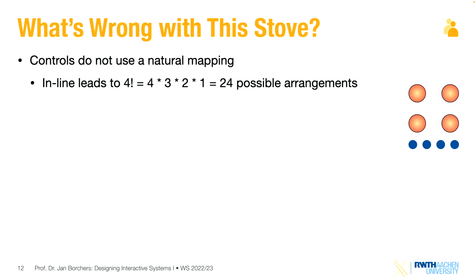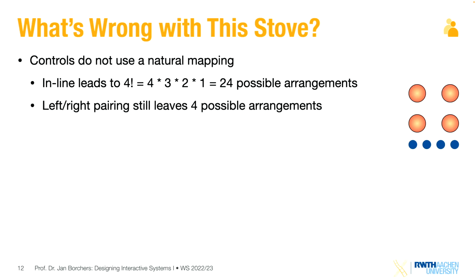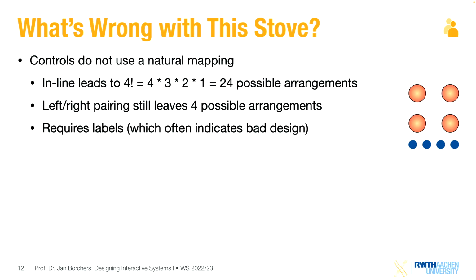Now, a lot of these are really evil mappings that we wouldn't do, right? So you would probably say, all right, we will put the left 2 buttons to map to the left 2 hot plates, and the right 2 should map to the right 2. But still, that leaves you with 4 possible arrangements. So that requires labels, which, as we now know, often means bad design. So now it's up to you. What's a better solution? What could you do instead?